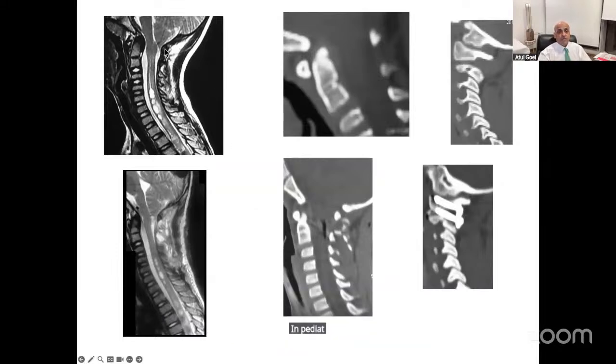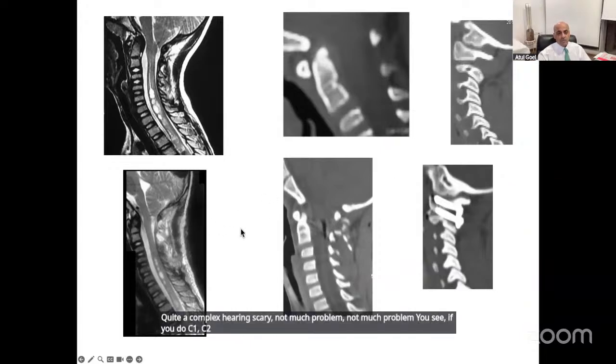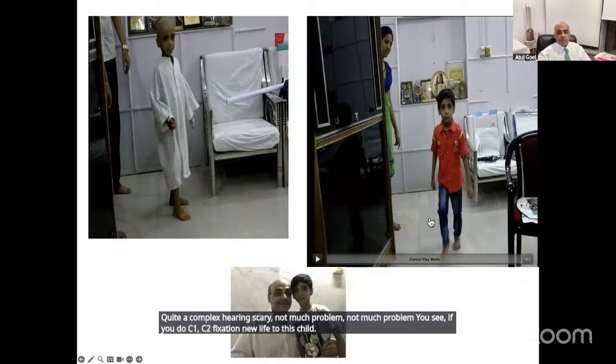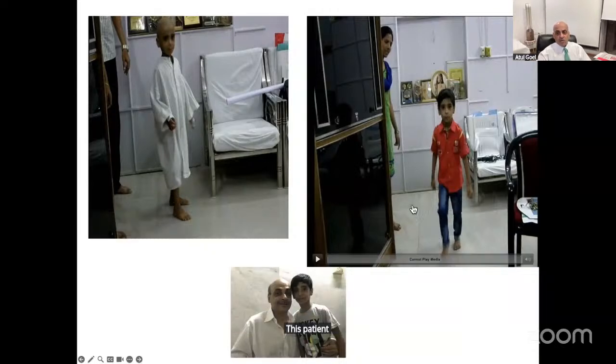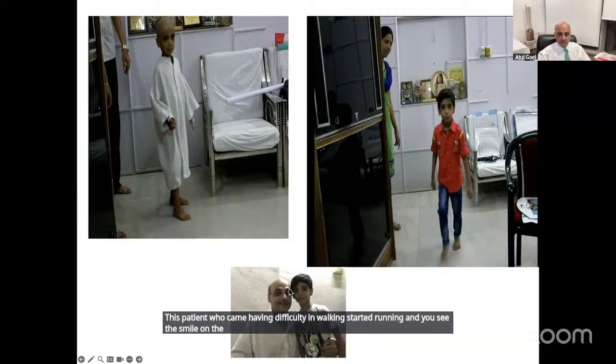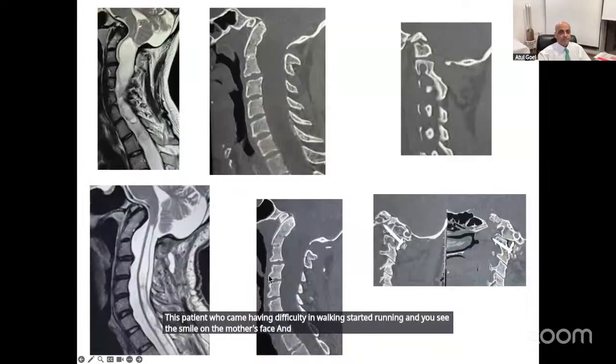You see this patient, a young child, quite a complex syrinx, Chiari, not much problem. You see, if you do C1, C2 fixation, new life to this child. This patient who came having difficulty in walking started running, and you see the smile on the mother's face and the smile on the child's face.